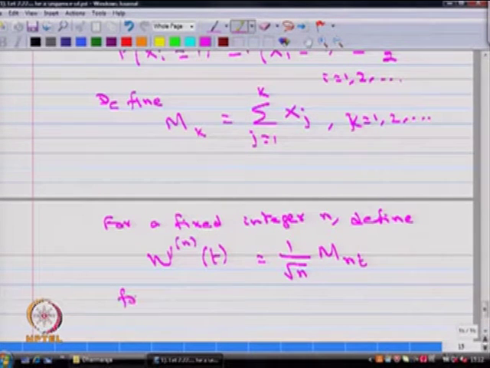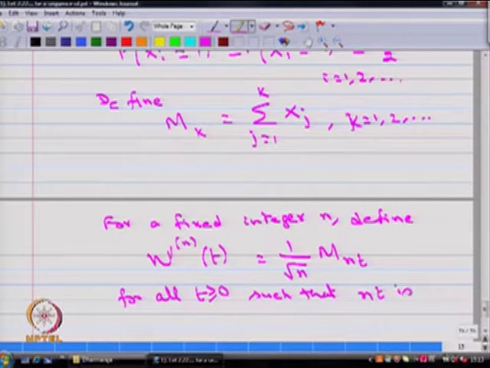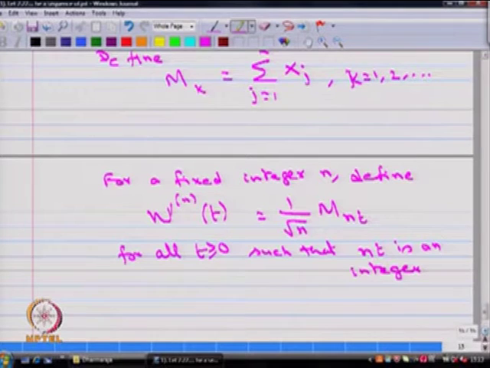This is for all t greater than or equal to 0 such that n times t is an integer. So, we are defining another sequence of random variables Wn of t, that is 1 divided by square root of n times Mnt, where nt is an integer. So, this is valid for all t greater than or equal to 0.